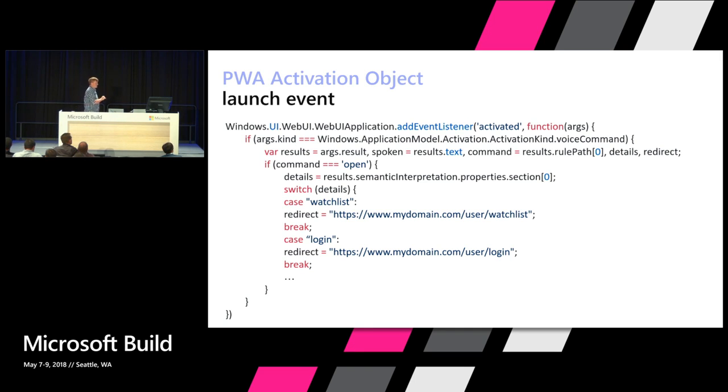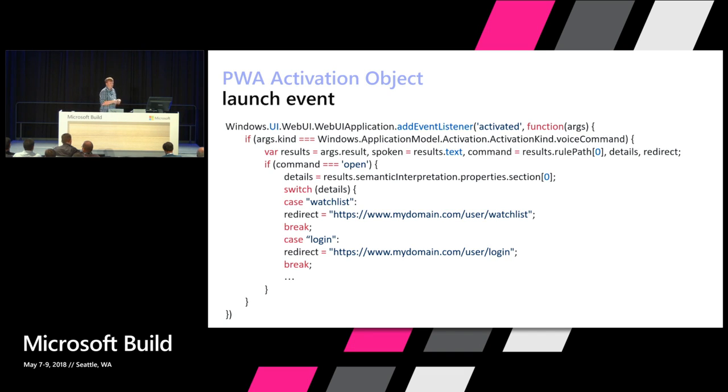So in this scenario, this one is launched by a voice assistant. So a voice assistant launches the application. The activated object then fires. And inside of that, I look at the arguments that are passed in. It tells me how it was launched by a voice assistant. And then I also have additional content that's passed, in this case, the command word that was used. And then in my JavaScript, based on the command word, I navigate to a particular URL.